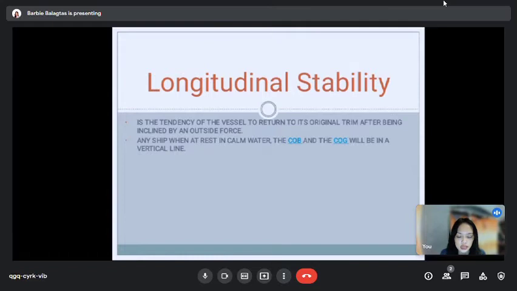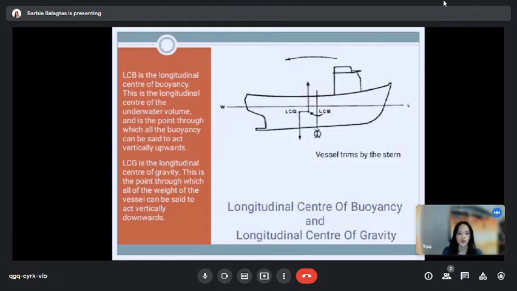Longitudinal stability. It is the tendency of the vessel to return to its original plane after being inclined by an outside force. Any ship cannot rest in calm water unless the center of buoyancy and the center of gravity are in a vertical line. So, in this picture, we have the LCG and the LCB. LCB is the longitudinal center of buoyancy. This is the longitudinal center of the underwater volume and is the point to which all the buoyancy can be said to act vertically upward.